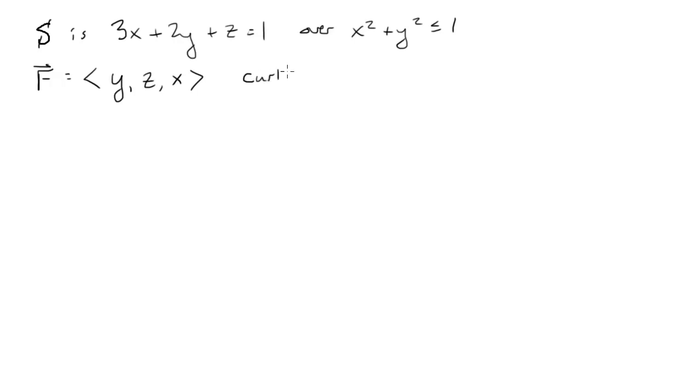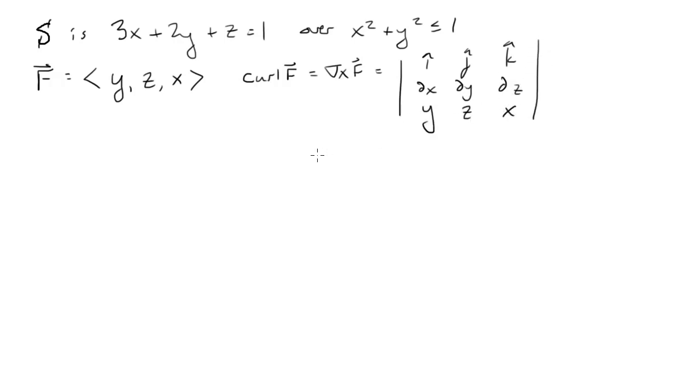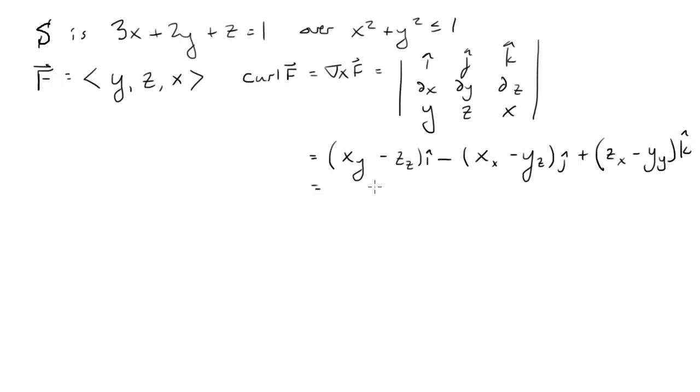Got to calculate the curl, del cross F. Looking at my i component, y partial of x, and the z partial of z. Looking at the j component, x partial of x, z partial of y. Looking at the k component, x partial of z, y partial of y. Minus 1, and minus 1.